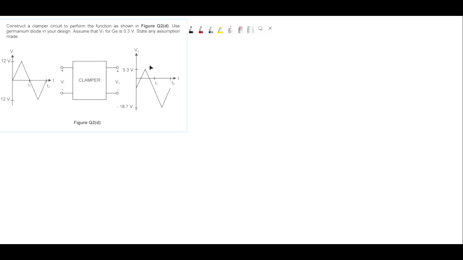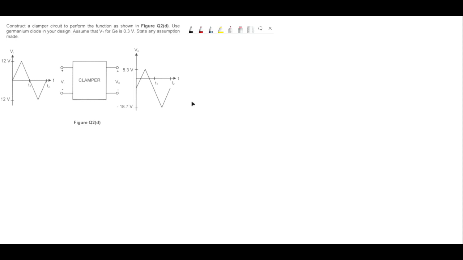For the output, the peak during the positive half cycle, the peak of the waveform, which is a triangular waveform, right, they move downward, from 12 volt move to 5.3 volt, right? Same goes to the during negative half cycle, from negative 12 volt, they move downward to negative 18.7 volt. So means that here we can determine which type of clamper that you use.